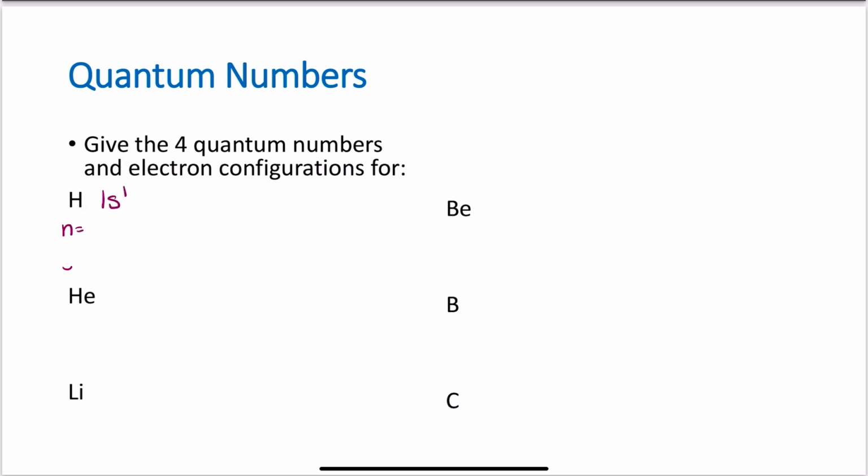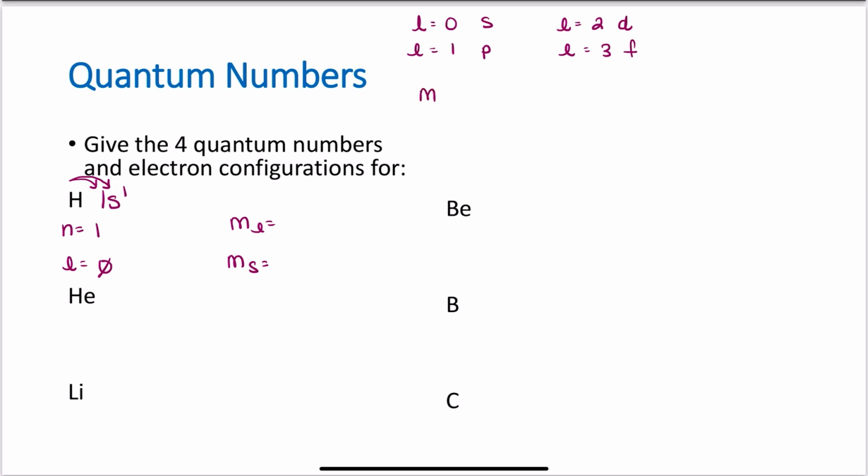My quantum numbers are N, L, M sub L, and M sub S. Now, N matches this first number here, 1. L tells me the type of orbital I have. If L is equal to 0, it's an S orbital. If L is equal to 1, it's a P orbital. If L is equal to 2, it's a D orbital. If L is equal to 3, it's an F orbital. It is an S orbital, so my L value will be 0.